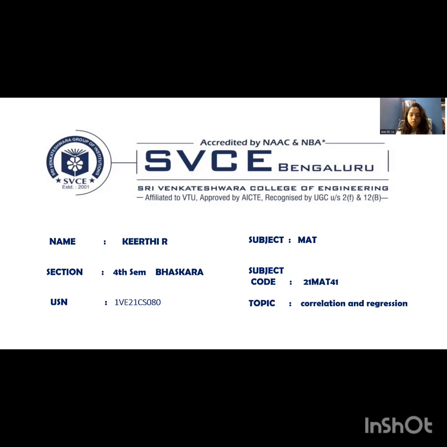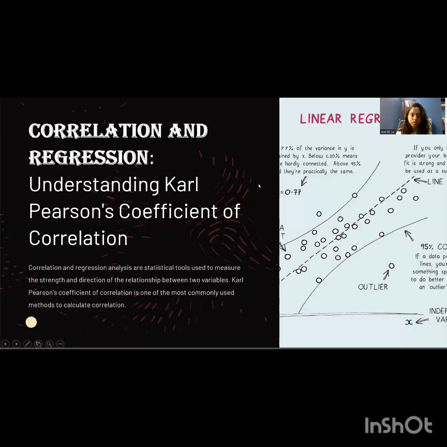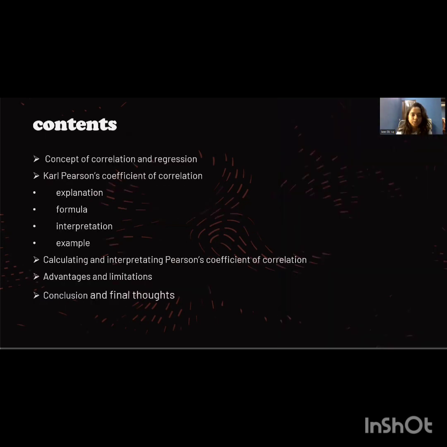Today I'm going to give a brief explanation of correlation and regression. Understanding Karl Pearson's coefficient of correlation. Correlation and regression analysis are statistical tools used to measure the strength and the direction of the relationship between two variables. Karl Pearson's coefficient of correlation is one of the most commonly used methods to calculate the correlation.